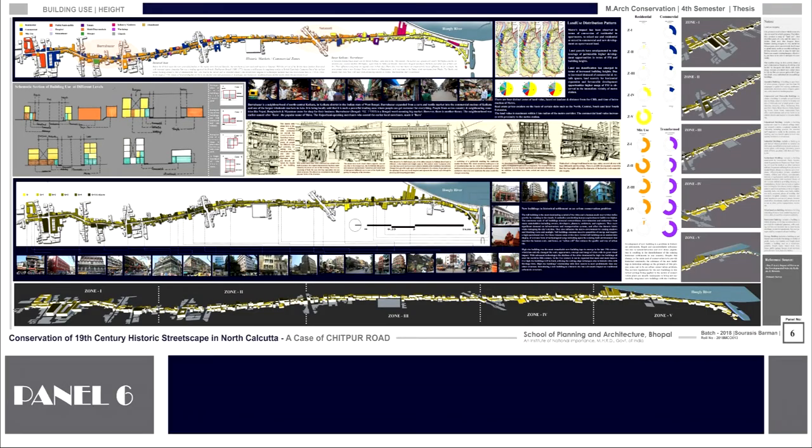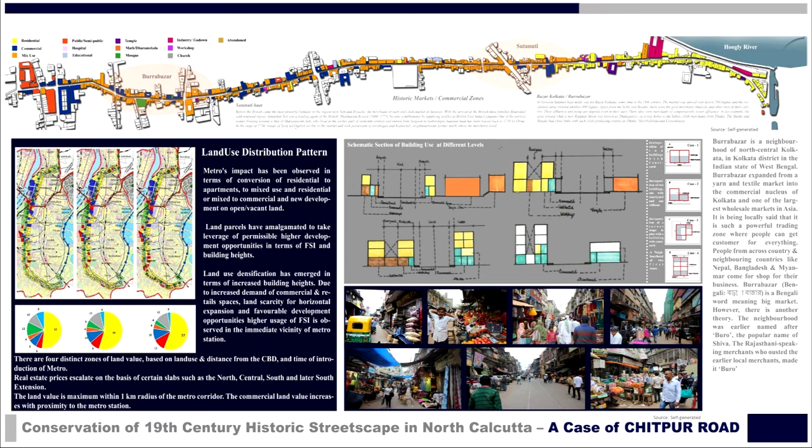Building use and height analysis. Building use mapping also demarcating the historic zones. Metro's impact has been observed in terms of conversion of residential to apartments, to mixed use, and residential or mixed to commercial, and new development on open vacant land. Land parcels have amalgamated to take leverage of permissible height and higher development opportunities in terms of FSI and building height.